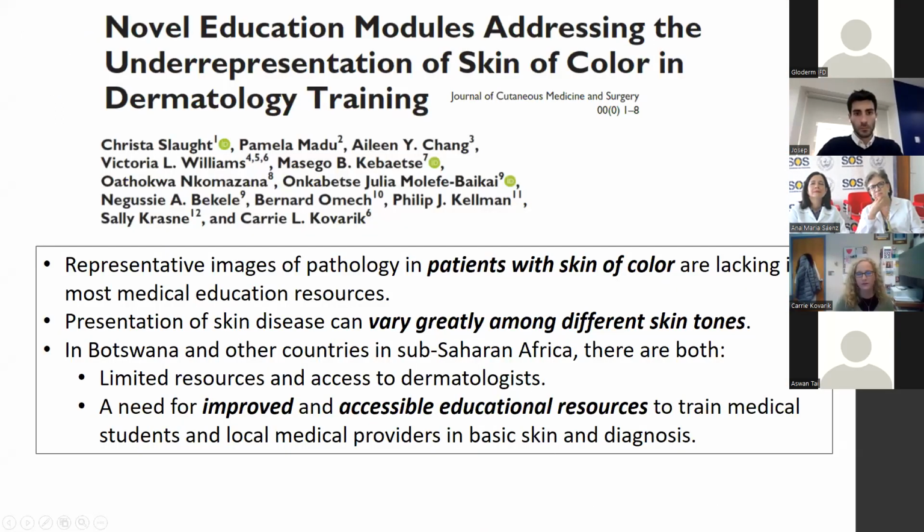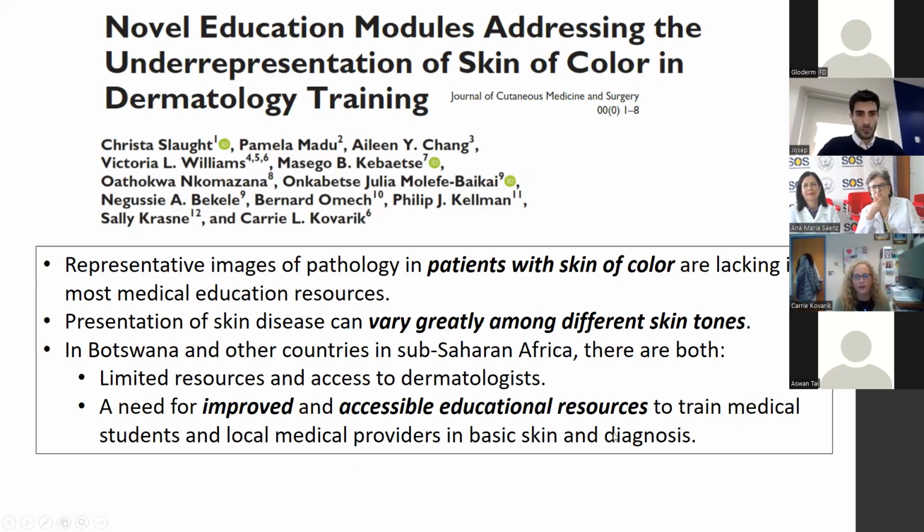As this evolved, we've also played a role in Botswana in training the University of Botswana medical students and residents. They rotate through the dermatology clinics, and there's a great need for them to learn on skin of color. That's really all they see there. But as you know, there's a lack of resources in skin of color. So we partnered with this group at UCLA who had been doing these great modules that help students to learn in a really unique way.